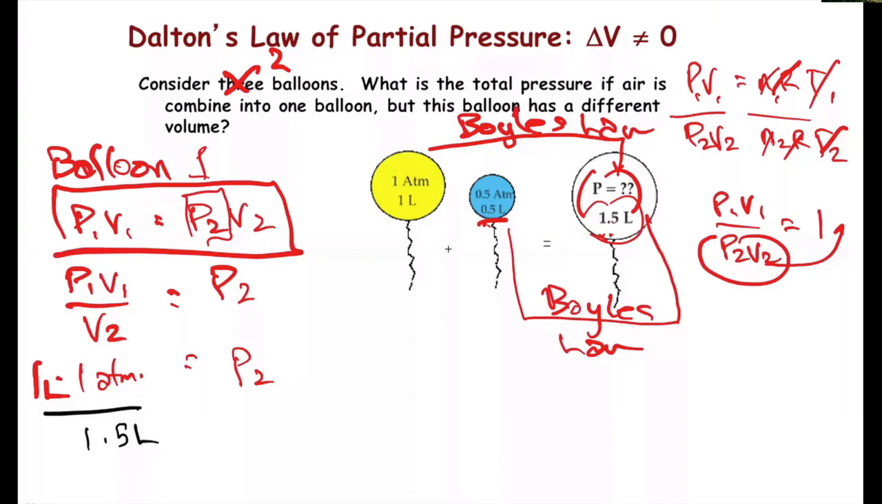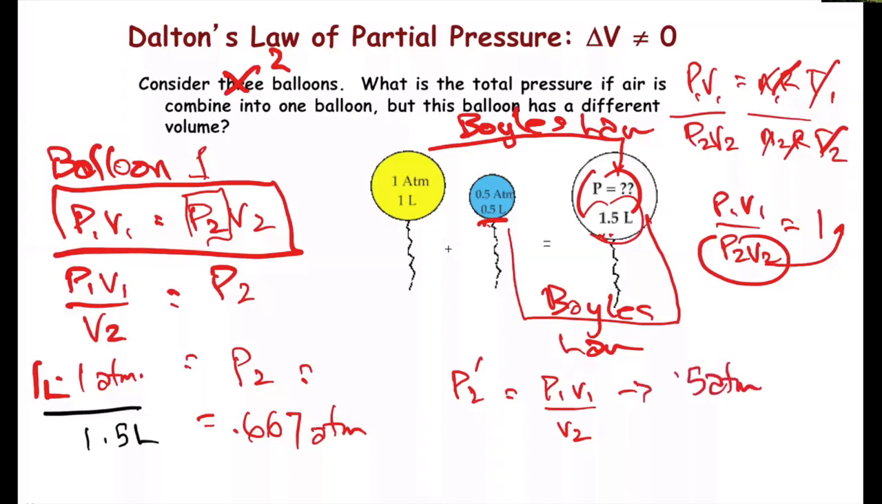So when we do that calculation, it's just going to be 1 divided by 1.5, because 1 liter times 1 atmosphere is divided by 1.5. That's basically our calculation. So this is equal to 0.667 atmosphere. We do the same thing for the second balloon, P2 prime, because that's what this is equal to, again, P1 V1 over V2. Now for the second balloon, P1 is 0.5 atmosphere, V1 is 0.5 liters, all over 1.5, because that's still the volume that we have.